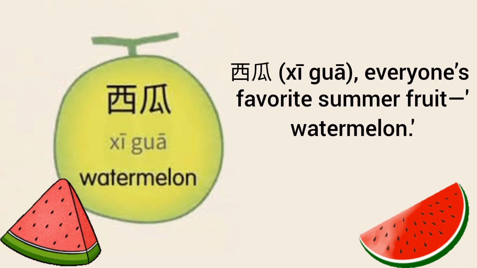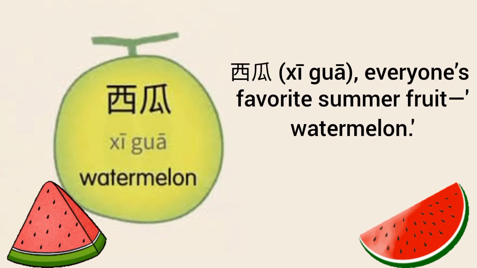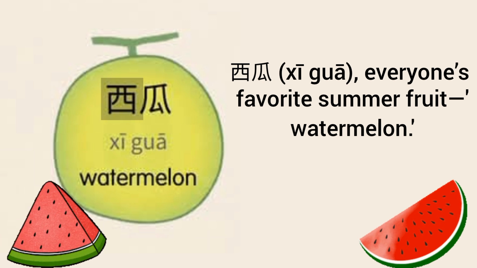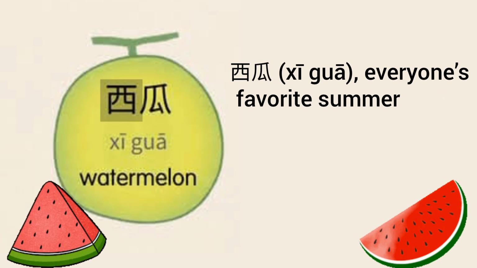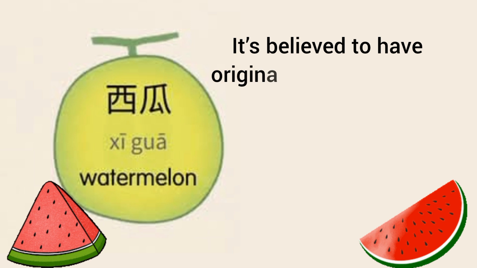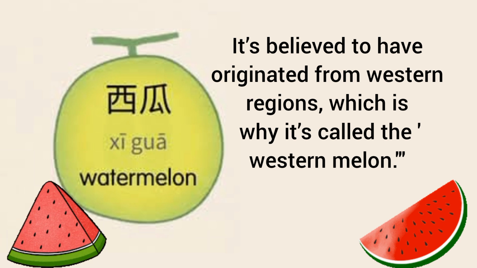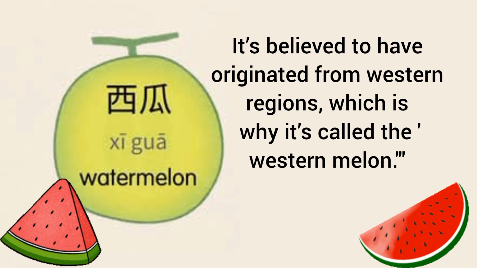First vocabulary that we have is everyone's favorite summer fruit, watermelon, which in Chinese is pronounced 西瓜. It's believed to have originated from Western regions, which is why it's called the Western melon. Hope you find it easy and learn it soon. Let's explain it in detail.